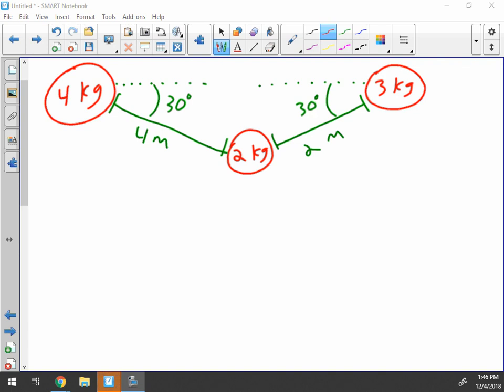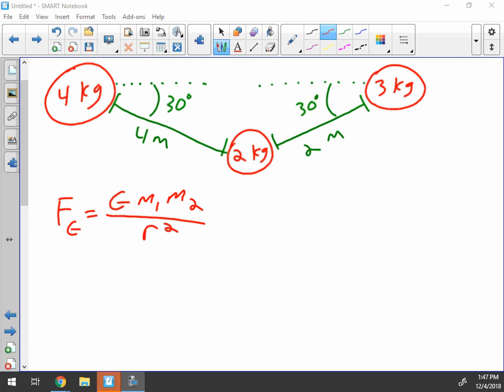This time we're going to solve for Newton's law of gravitation. We have three objects and they are in two dimensions. So if you recall, the equation for the force of gravity is big G m1 m2 over r squared. And so we're going to use that on the 4 kilogram object and the 2 kilogram object.